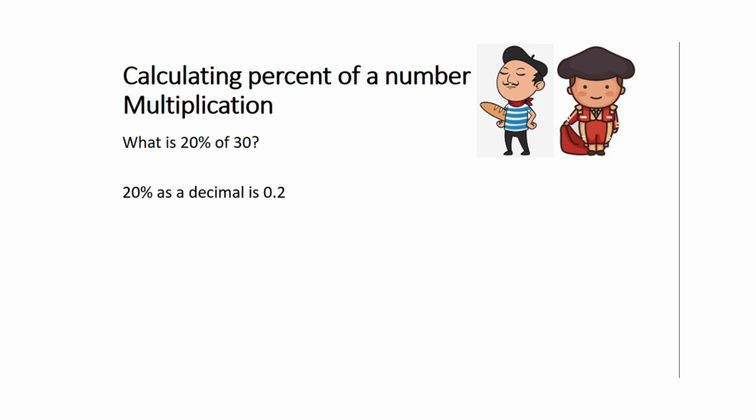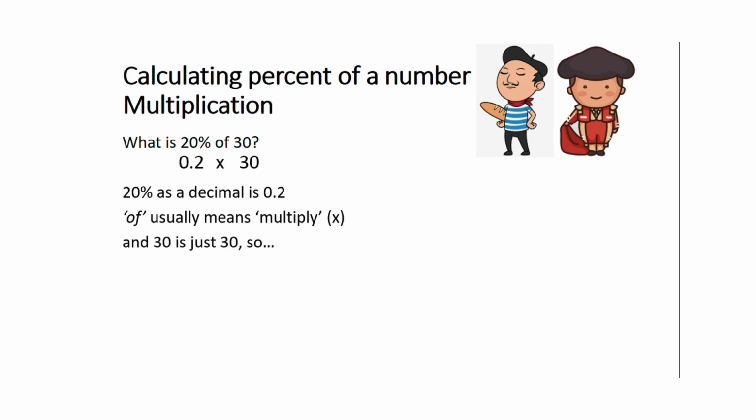20% as a decimal is 0.2. Of usually means multiply in math, and 30 is just 30. So I can rewrite what is 20% of 30. 20% becomes 0.2. Of becomes multiplication, and 30 is just 30. So 0.2 multiplied by 30 equals 6. And again, 6 is 20% of 30. So there's 5 different ways to think about how to find the percent of a number.